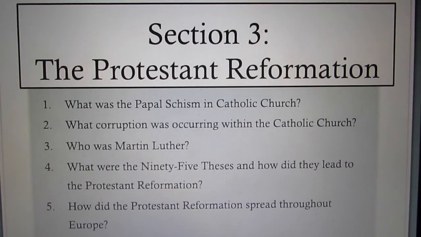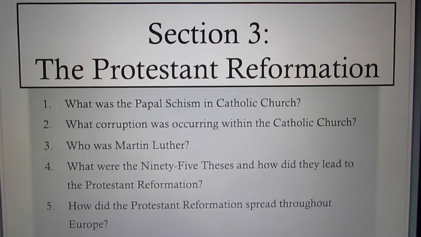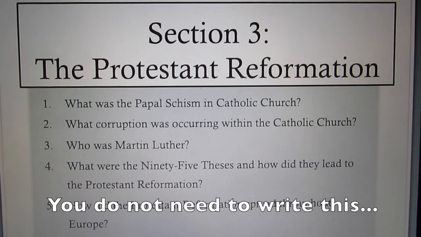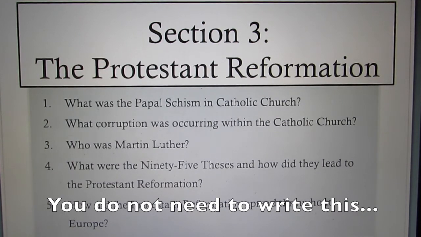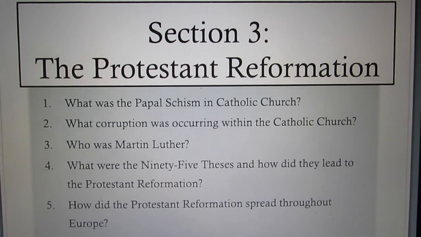So Section 3 is all about the Protestant Reformation, and by the end of this unit, we are going to be able to discuss what the Papal Schism was in the Catholic Church. We're going to be able to identify corruption that's occurring within the Catholic Church. We will be able to identify who Martin Luther is. We're going to be able to answer the question, what were the 95 Theses and how did they lead to the Protestant Reformation? And ultimately, we are going to be able to describe how the Protestant Reformation spread throughout Europe.